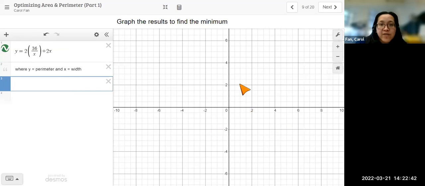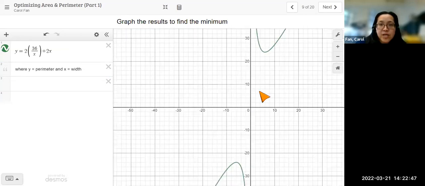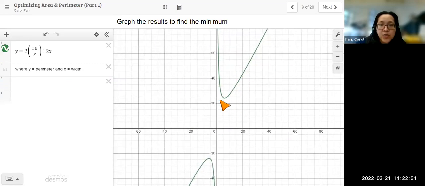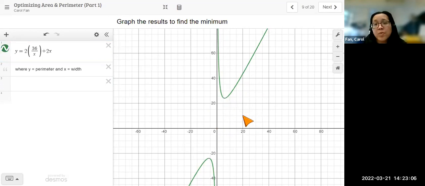Okay, we've graphed this. It's not in my field of view, so I'm going to scroll out to see if I can find it. And yes, I do see this. This is actually a graph called a reciprocal function. You don't need to know the name for that, but it does look kind of weird. It's not a typical parabola. In fact, it's not a parabola. But we do see where this minimum is.